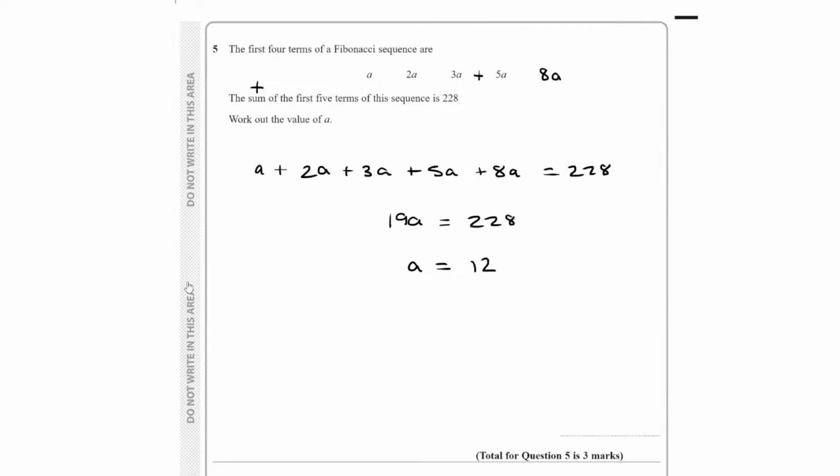So as long as you know what Fibonacci sequences are, that's fairly easy, but you just have to remember what they are. You just add the 2 previous ones together. It's really easy algebra as long as you know the starting point. It's quite hard if you've forgotten what a Fibonacci sequence is.